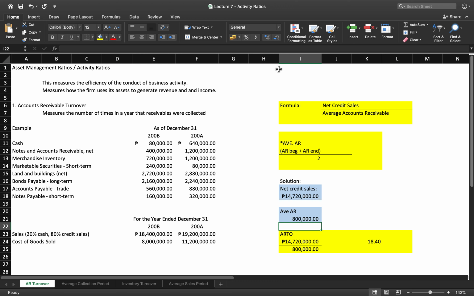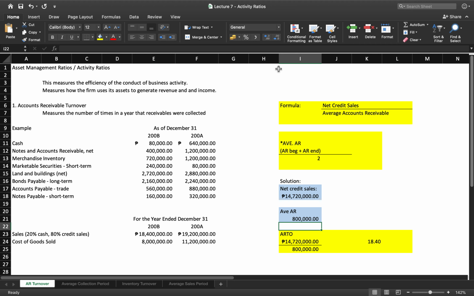So, as we have discussed, liquidity ratios are comprised of two ratios, no? So, may dalawang formula pa. Ito yung current ratio and the acid test or the quick ratio. So, the first formula under liquidity ratio is the current ratio, and the second is acid test or quick ratio. So, what is again current ratio? It measures the short-term debt paying ability. So, ito yung current assets divided by current liabilities.